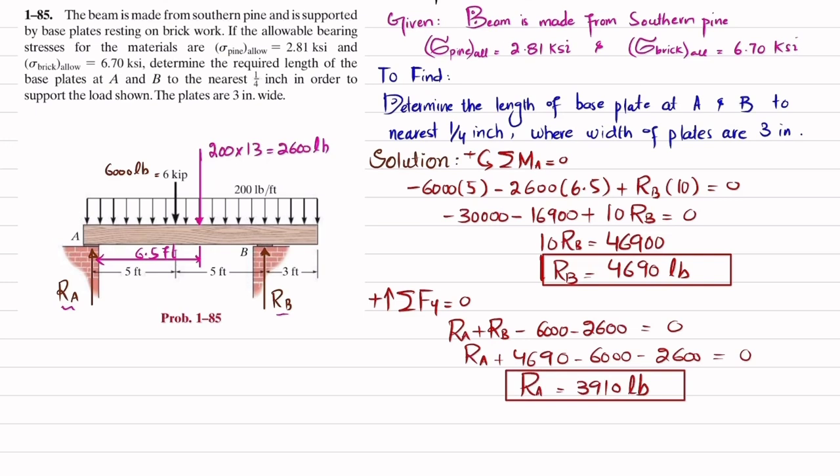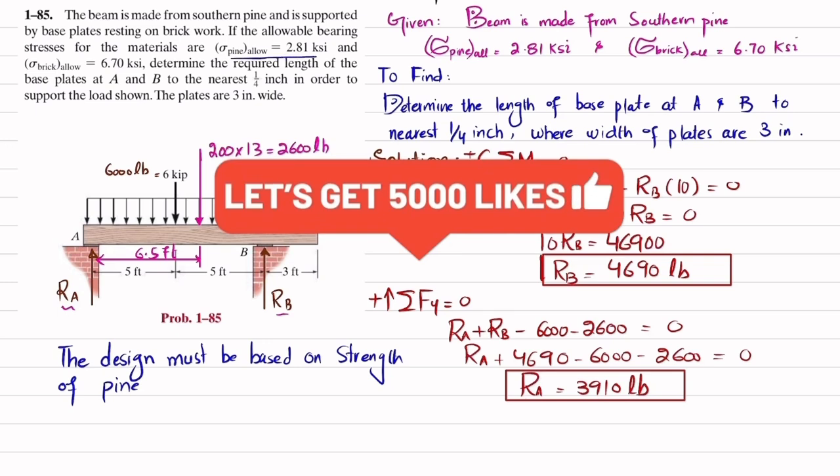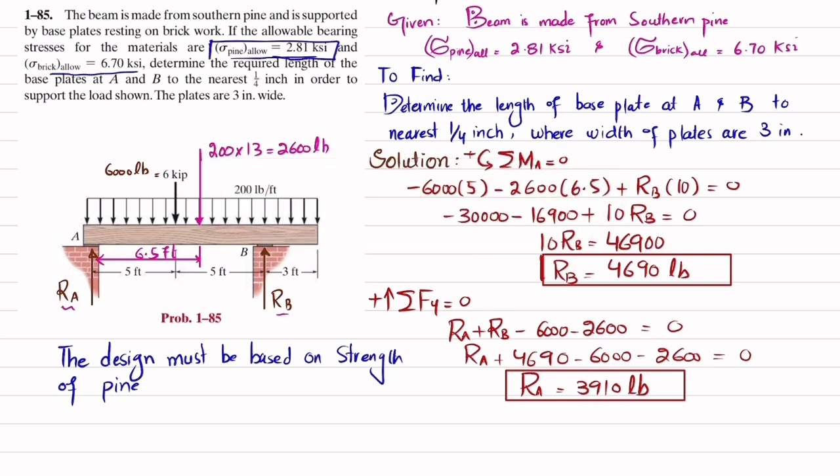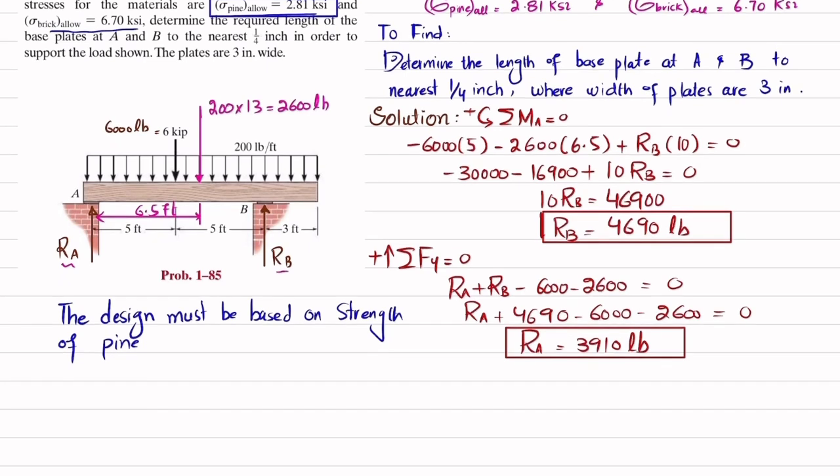Now you have both Ra and Rb. So what we are going to do is design this base plate. What will be the parameters? The design must be based on the strength, and we will take the smallest strength, which is the strength of the pine. You have been given the allowable bearing stress of pine as well as of brick, so we will choose this value. Clear? First we will calculate for A.